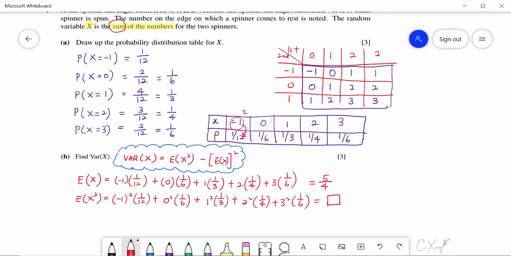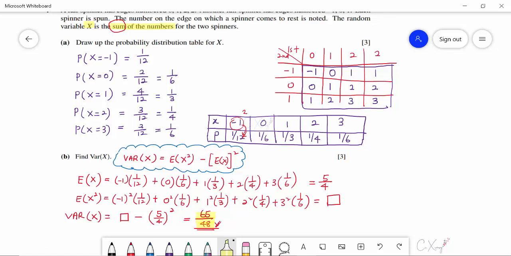For this expected value of x squared, if you calculate the value, you'll get the number here. The last step is to calculate the value of the variance of x. The variance of x will be this value minus the mean squared, and the correct value for the variance of x should be 65 over 48. Of course, if you want, you can change it to three significant figures.